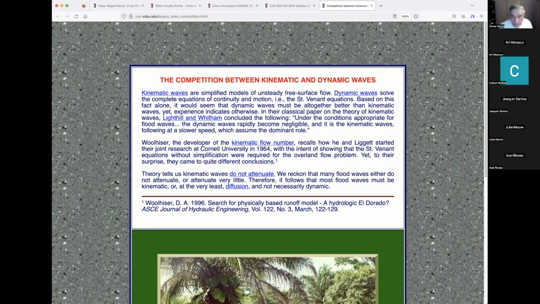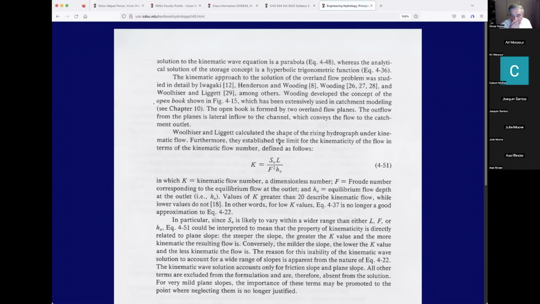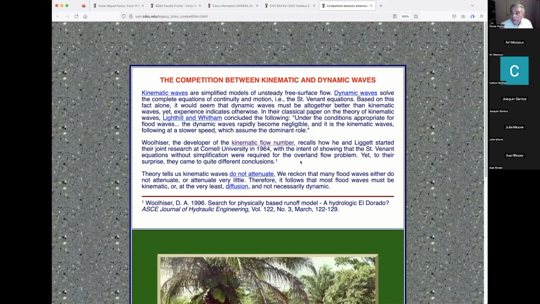Kinematic flow number, let me see what we have in here. Yeah, that's in my book. That's the kinematic flow number. This is a copy of my book, or a show of my book. Page 451 in my book is the kinematic flow number. Okay, so he created the kinematic flow number. Oh, I lost it here. I'm here. Yeah, the kinematic flow number, and they went on to become the most well-known pair of researchers that have studied the kinematic wave.